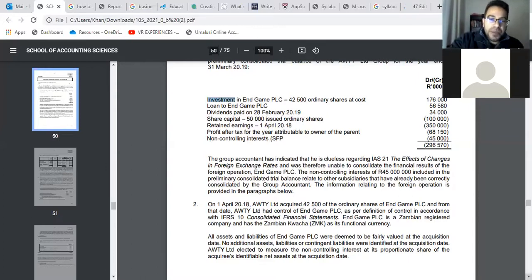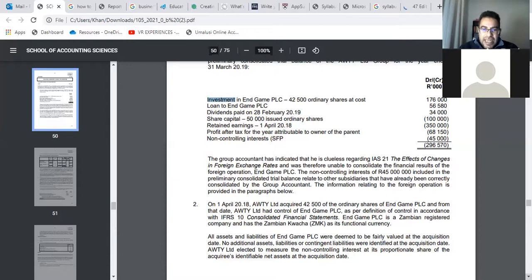Okay. So let's say on 1 April 2018, AWT acquired 42,500 of the ordinary shares of Endgame. And from that date, AWT had control of Endgame as per the definition of control. Endgame is a Zambian registered company and has a Zambian currency, whatever that is, as its functional currency.